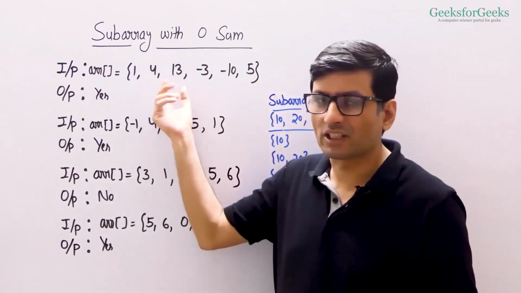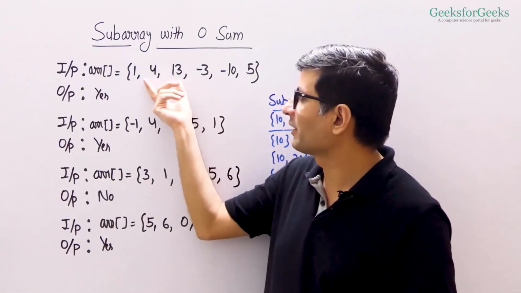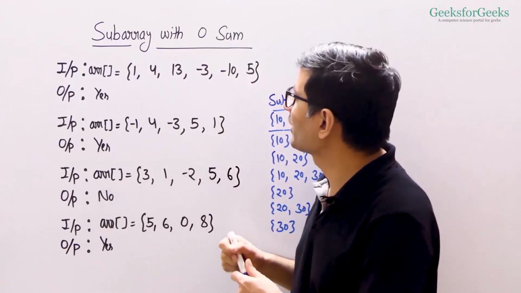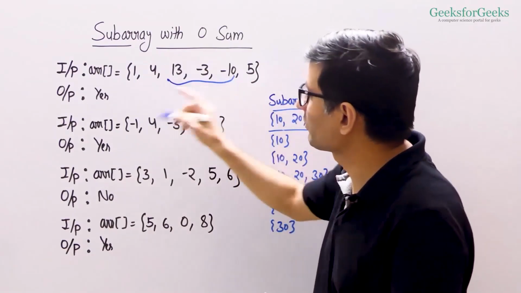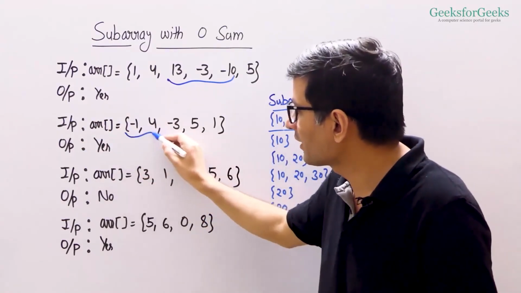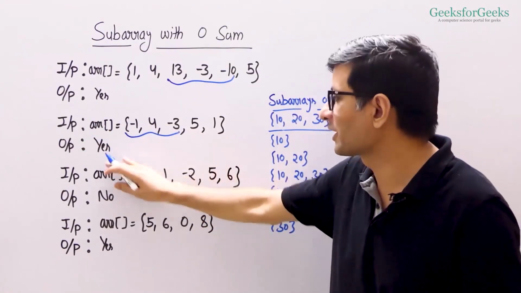Let's take a look at these examples. In this example, we have array 1, 4, 13, minus 3, minus 10, 5. And if you take a closer look at this, there is a sub-array with zero sum. That's why our output is yes. Now let's see this example. Here we have a sub-array with some zero, so our output is again yes.